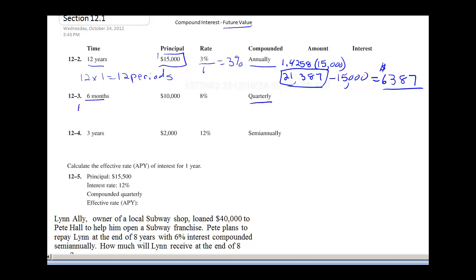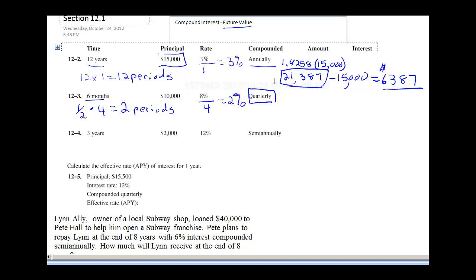This next problem is 6 months quarterly. So 6 months would be half a year. To find the periods, it's always in terms of how many years. So if it's a fraction of a year, 6 months would be half a year. Multiplied by 4 compoundings per year, you're going to have 2 compounding periods for this money. The interest rate is 8% divided by 4 compoundings per year because it's quarterly. So the interest rate per period is 2%.